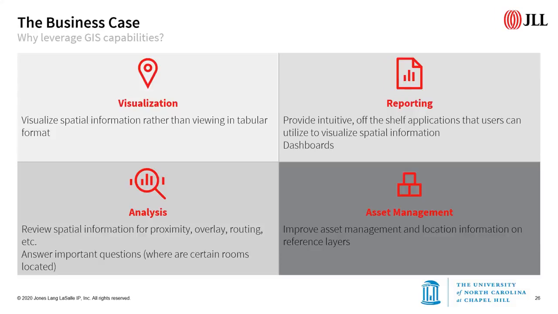And then we have analysis. GIS allows us to use proximity, overlay, and routing to analyze data and answer complex questions. How far apart are the lactation rooms on campus? If we're planning for a hurricane and thinking about flooding, where are all of my basement level mechanical rooms, and are they within 100 feet of a floodplain?